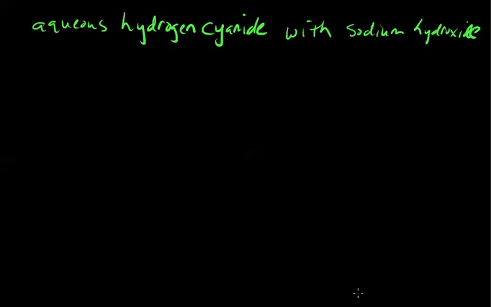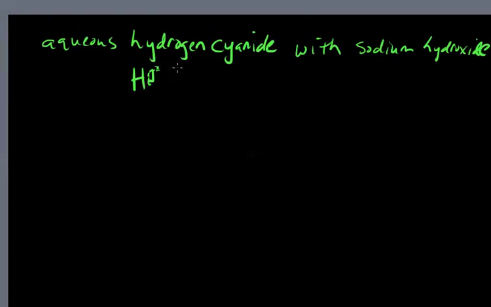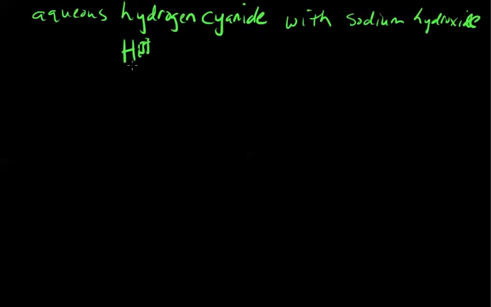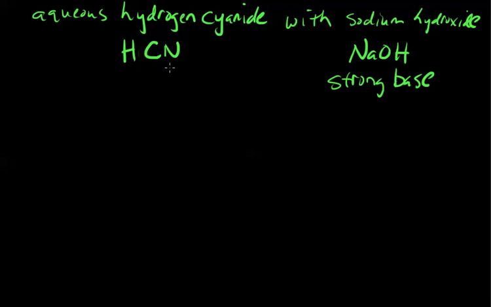So here's another example where we need to write a net ionic equation. So we have aqueous hydrogen cyanide. Let me fix this, sorry. HCN, and then we have sodium hydroxide. Sodium hydroxide is NaOH. So sodium hydroxide, we should realize, is a strong base.